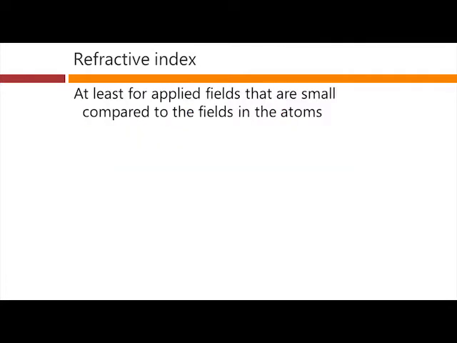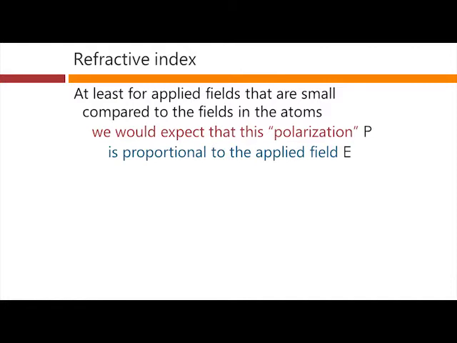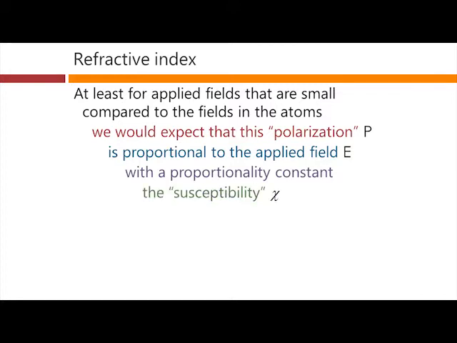Now, at least for applied fields that are small compared to the fields in the atoms themselves, we would expect that this polarization P is approximately proportional to the applied field. So, with some proportionality constant here, we'll call that the susceptibility, chi, and that's a dimensionless number.